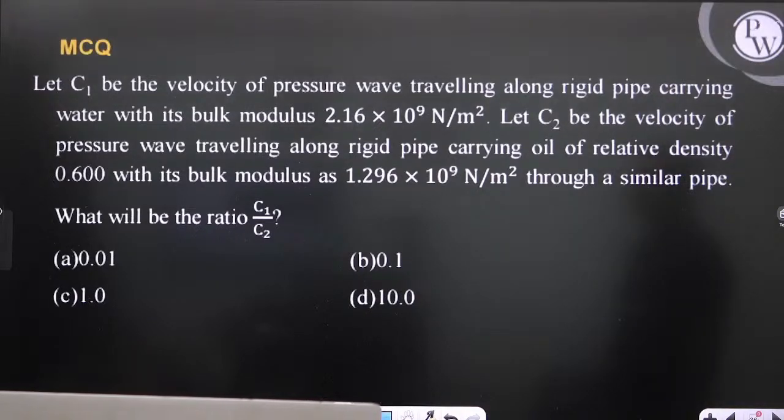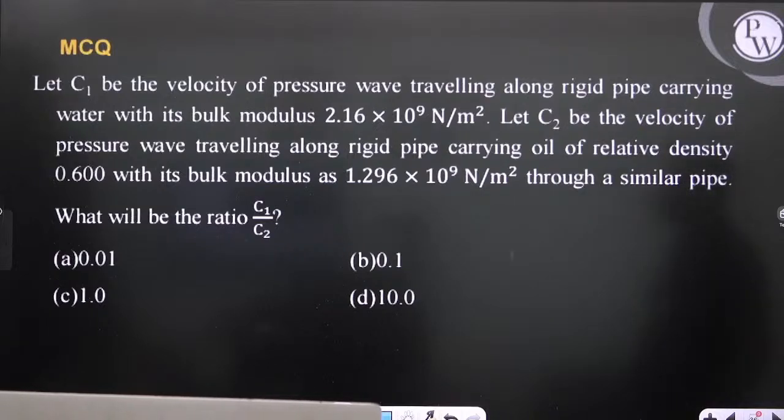Let C1 be the velocity of pressure wave traveling along a rigid pipe carrying water with its bulk modulus 2.16 into 10 to the power 9 Newton per meter square. And let C2 be the velocity of pressure wave traveling along a rigid pipe carrying oil of relative density 0.6 with its bulk modulus 1.296 into 10 to the power 9 Newton per meter square through a similar pipe. What will be the ratio of C1 and C2?